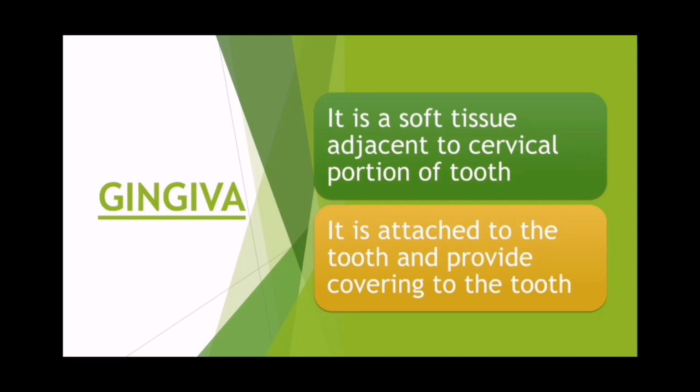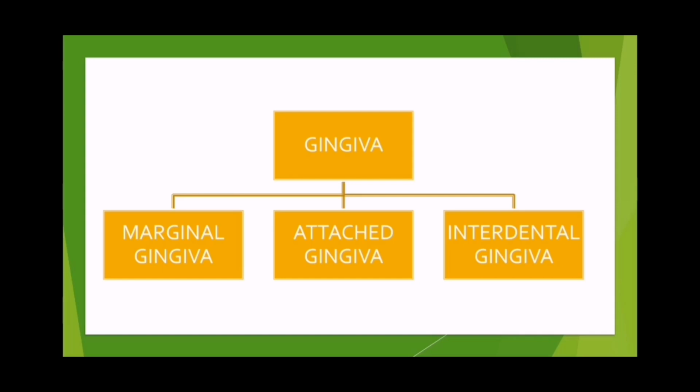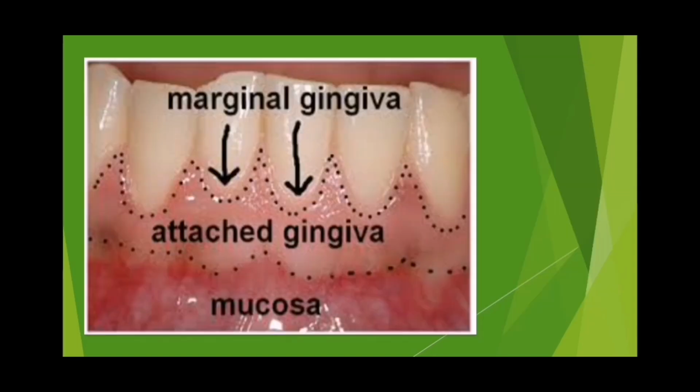Gingiva is a soft tissue adjacent to the cervical portion of the tooth. It is attached to the tooth and provides covering for the tooth. We have three types of gingiva: marginal gingiva, attached gingiva, and interdental gingiva. There is a clinical picture showing all types of gingiva.